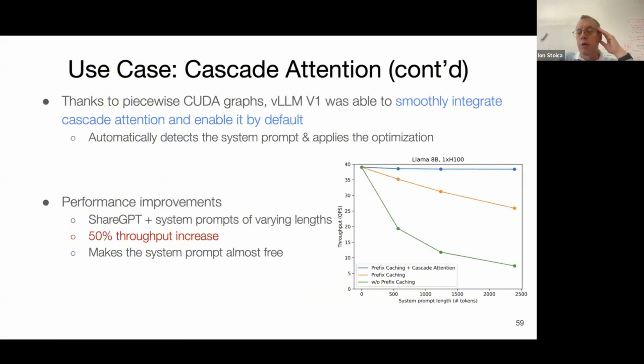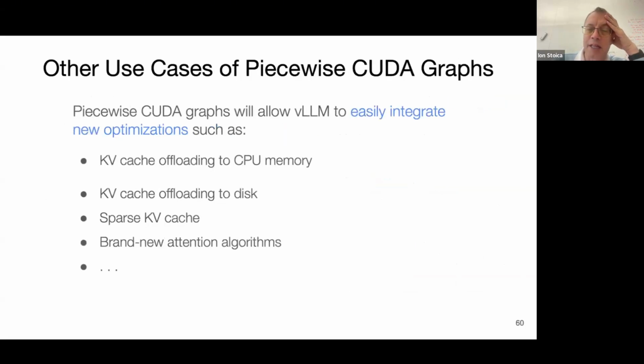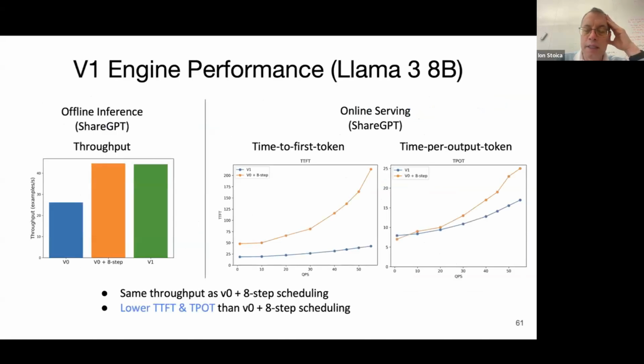Okay? And this shows you some performance improvements: a 50% throughput increase. Why? Because again, the KV cache is used more efficiently. You don't need to replicate the embeddings for the system prompts for the requests in the same batch. And there are many other cases you can do. We are working on offloading the KV cache to CPU memory, to disk, sparse KV cache. I mentioned brand new attention algorithms you can implement, much more flexible. These are some early results.